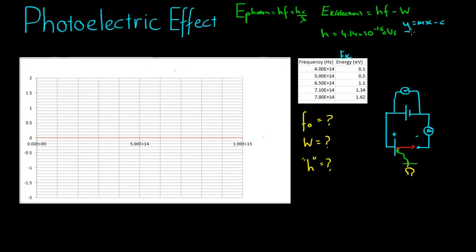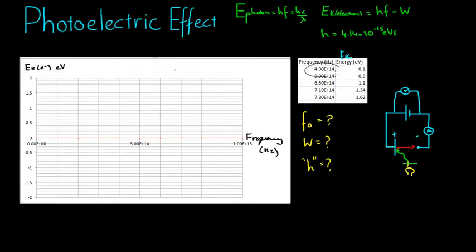So looking to the graph I have to the left, the vertical axis can be the kinetic energy of the electron in electron volts, and the horizontal axis can be the frequency in hertz. Let's start marking in our data points. I'll mark them in with a fine pen.